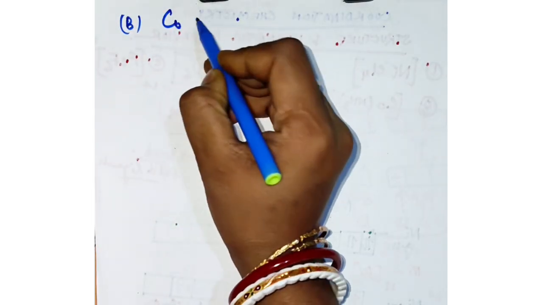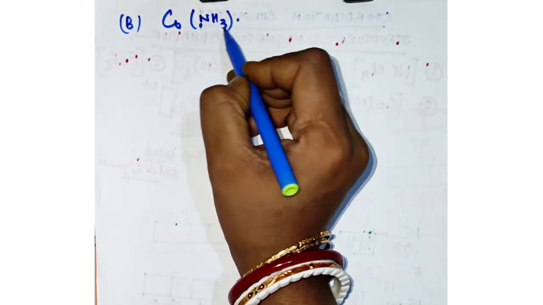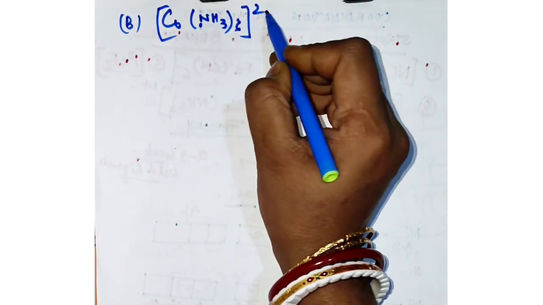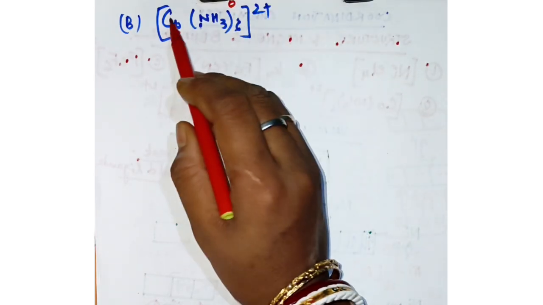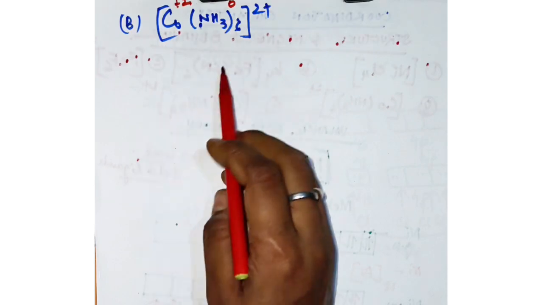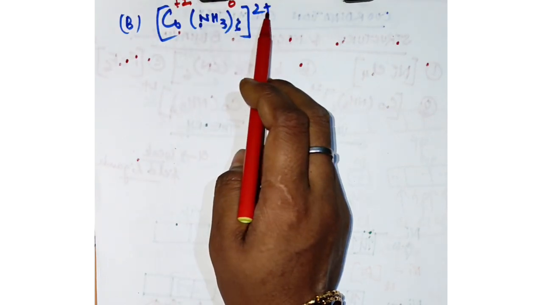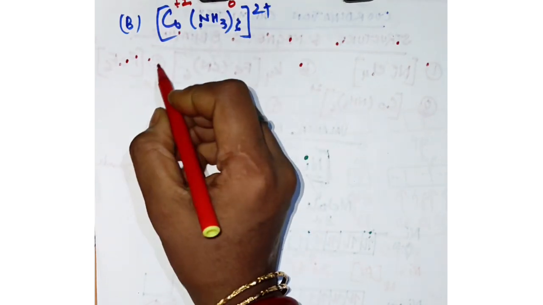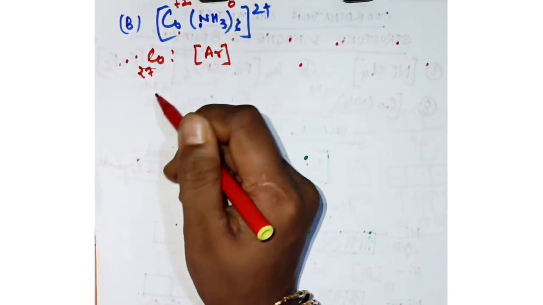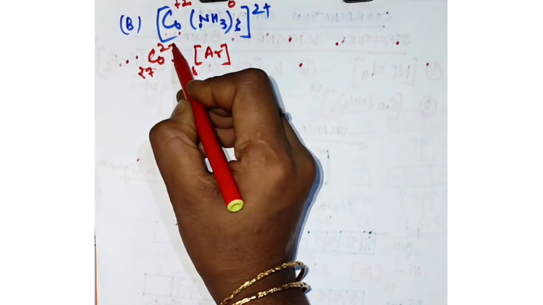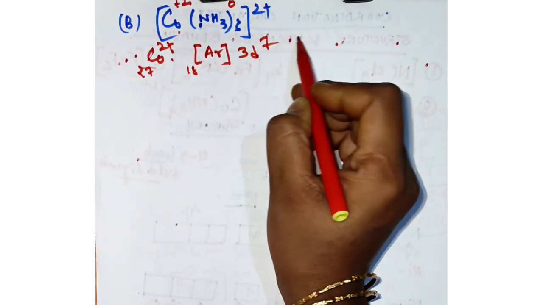That is your cobalt NH3 whole 6 2 plus. This is what we are going to do now. See, ammonia is 0. So here it is 2 plus, so the cobalt will be plus 2 only, because ammonia is 0 and the total charge is plus 2. Now cobalt is 27. If it is 27, then it is argon 18, and for 2 plus, it will be 3d7.